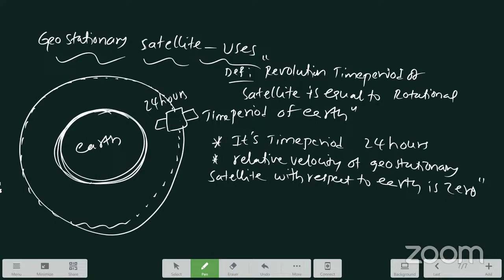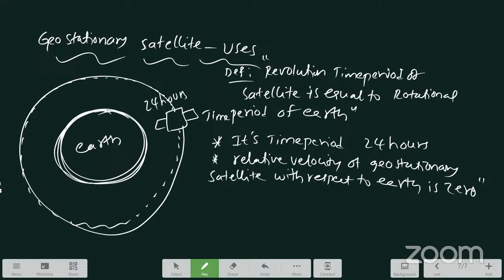According to our physics definition, the revolution time period of the satellite equals the rotational time period of Earth. Time period is nothing but 1 day. What is the time period of Earth? 24 hours. Relative velocity means, students, the difference between Earth's velocity and the satellite's velocity. The relative velocity of a geostationary satellite with respect to Earth is 0 because both are moving at the same time.